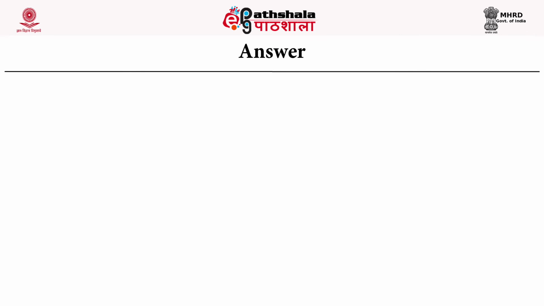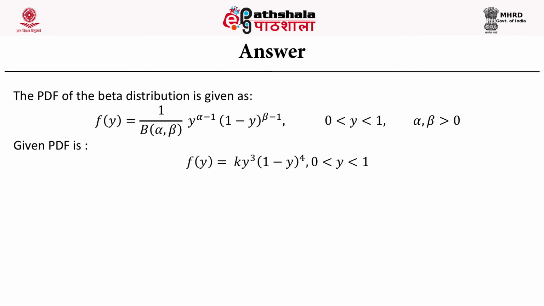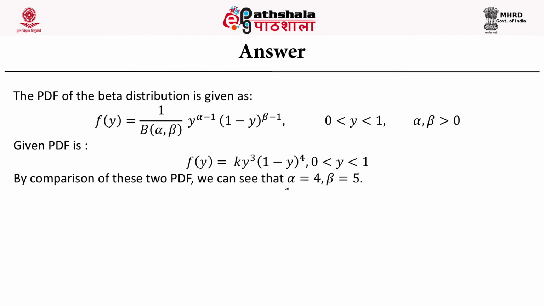The PDF of the beta distribution is given as f of y equal to 1 upon B(alpha, beta) into y^(alpha minus 1) into (1 minus y)^(beta minus 1), where y lies between 0 and 1 and alpha, beta are greater than 0. So what is our PDF? The PDF of f of y is given as k into y^3 into (1 minus y)^4, where y lies between 0 and 1.